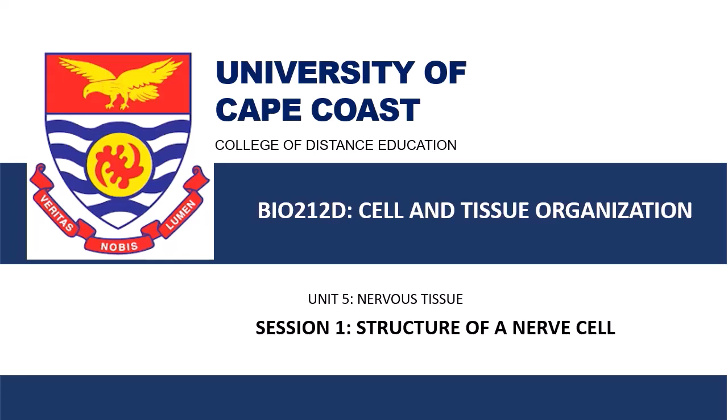Hello, you are welcome back to Unit 5 of this course. In the previous unit, we studied muscle tissue, and we learned that one of the properties of muscle tissue is conductivity, the ability to conduct an action potential. Tissues or cells that are able to conduct an action potential are said to be excitable tissues.